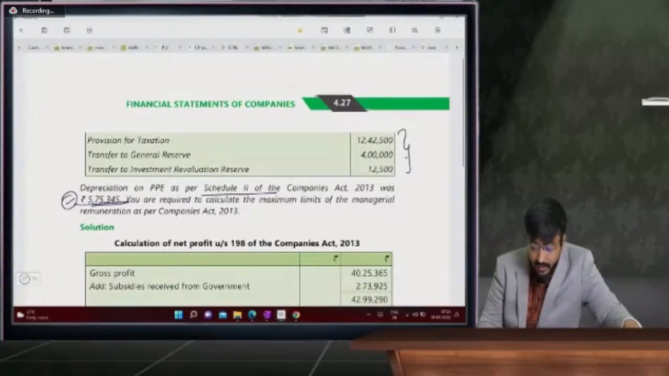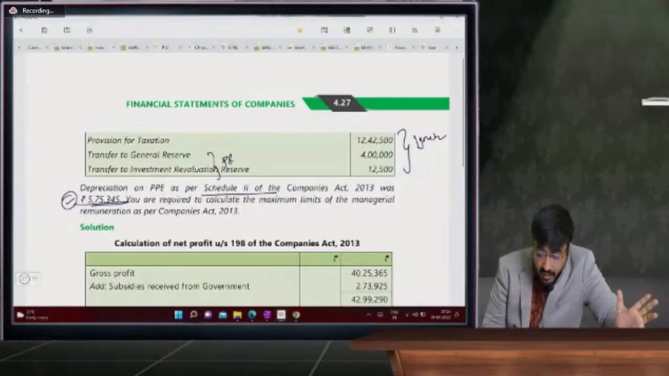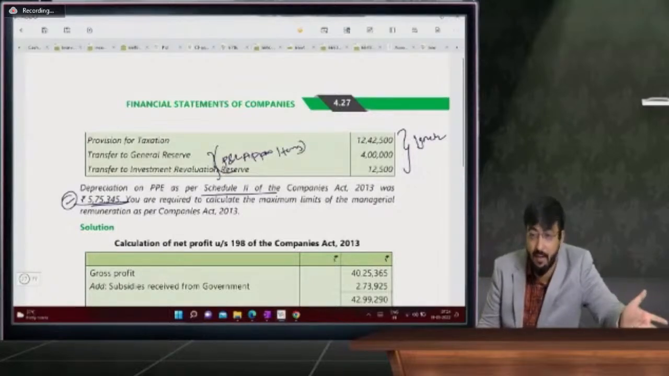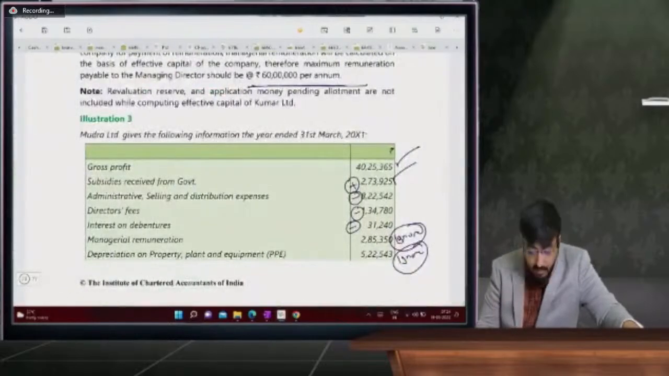Provision for taxation, ignore. Transfer to general reserve, ignore. And transfer to investment revaluation reserve, ignore. Provision for taxation is specifically excluded from that list. General reserve and these are P&L appropriation items, beta. Why are these ignored? Because these are P&L appropriation items. So we won't consider them. Appropriation is after net profit. So that's why we will ignore it. P&L appropriation. Logic is very simple.